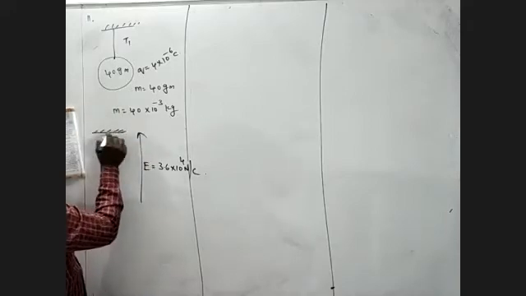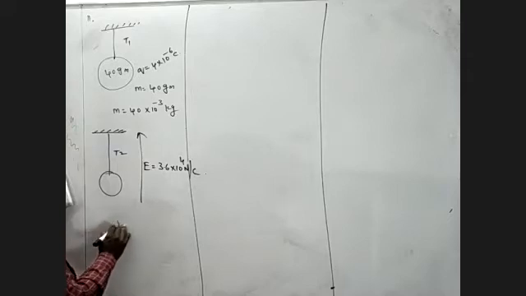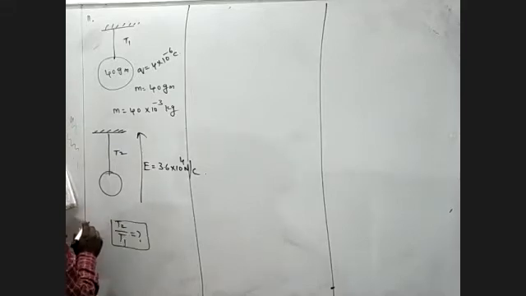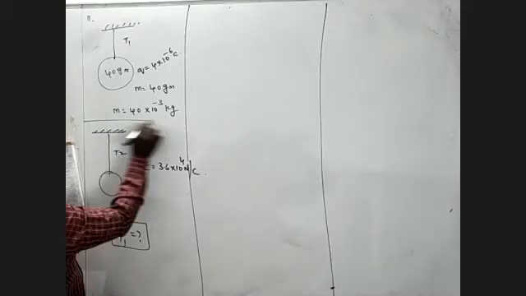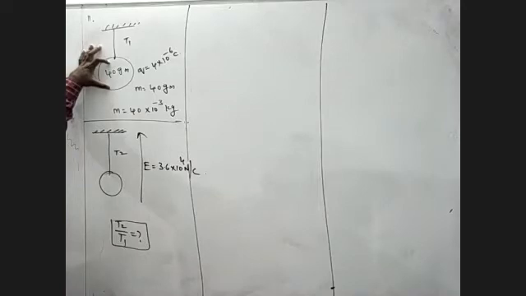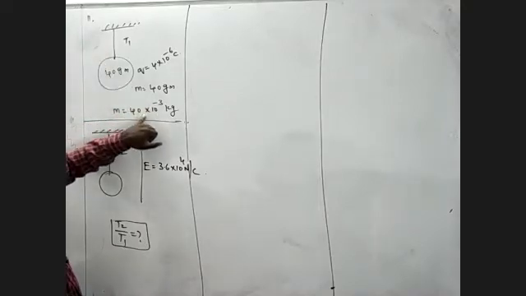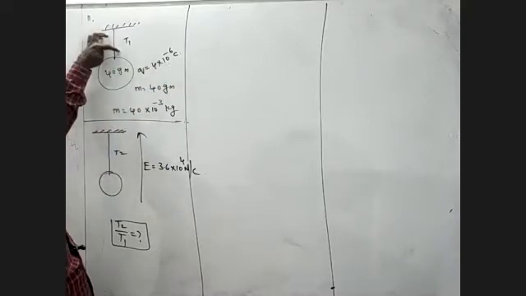Now the time period is T2. We have to find out T2 by T1, what is the value. This bob has mass 40 grams, which is converted into kg, and the bob has charge and oscillates.